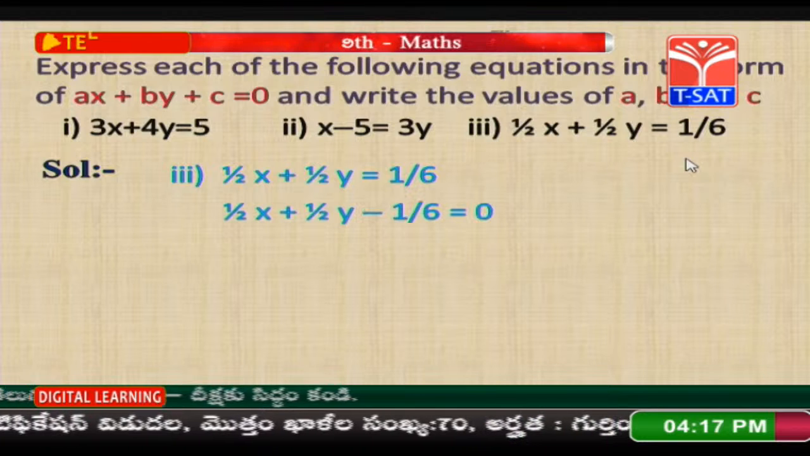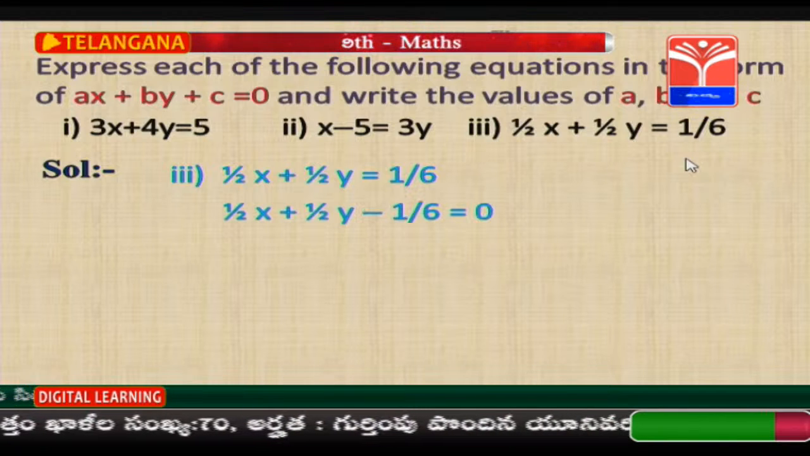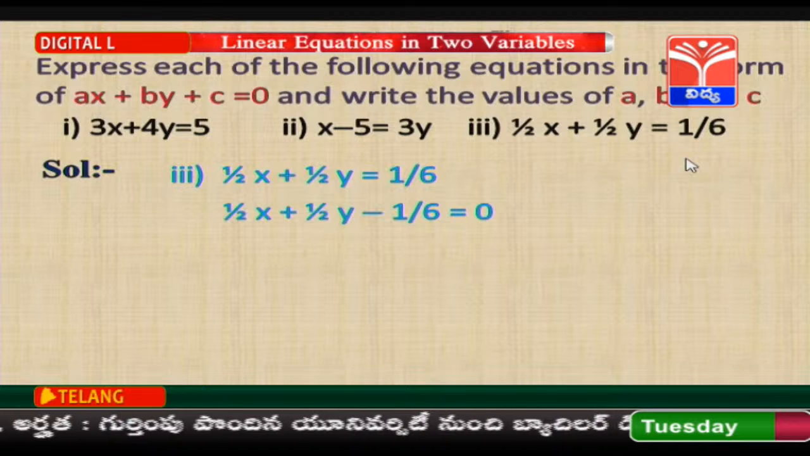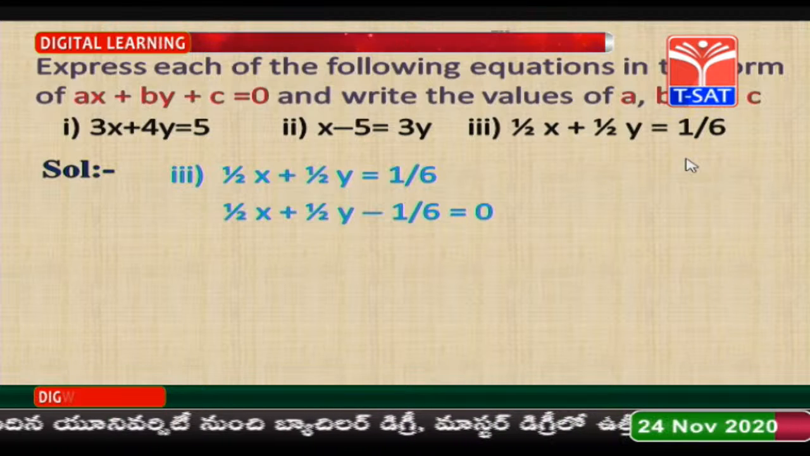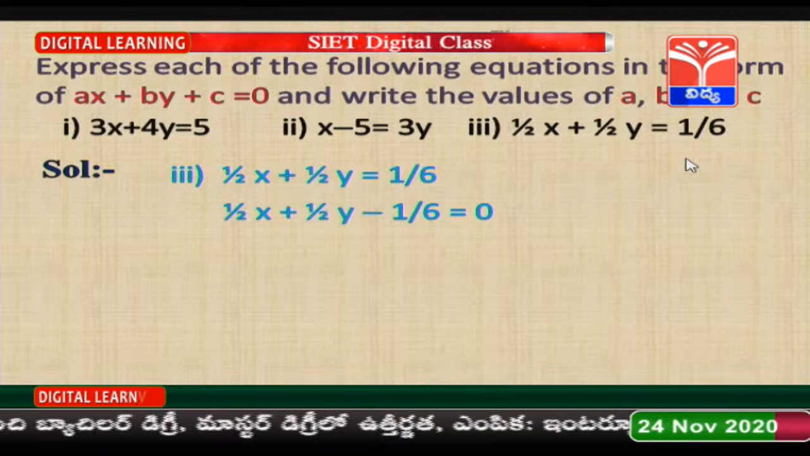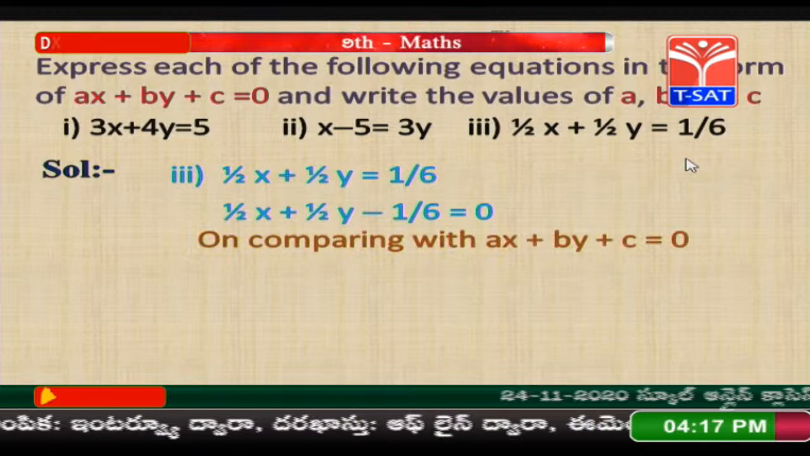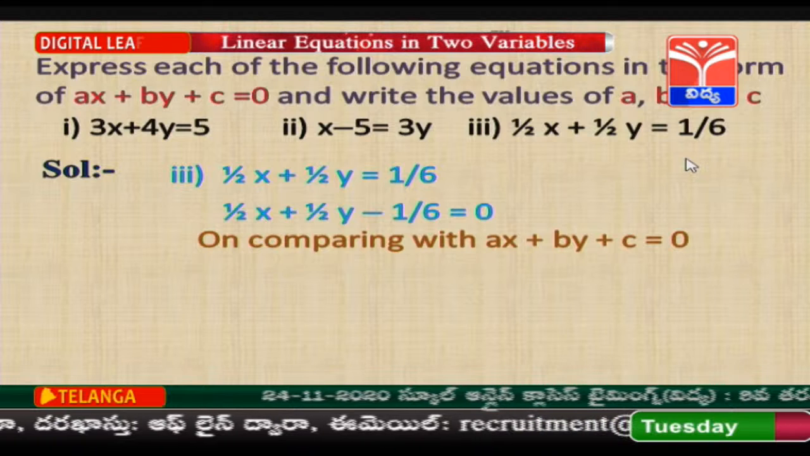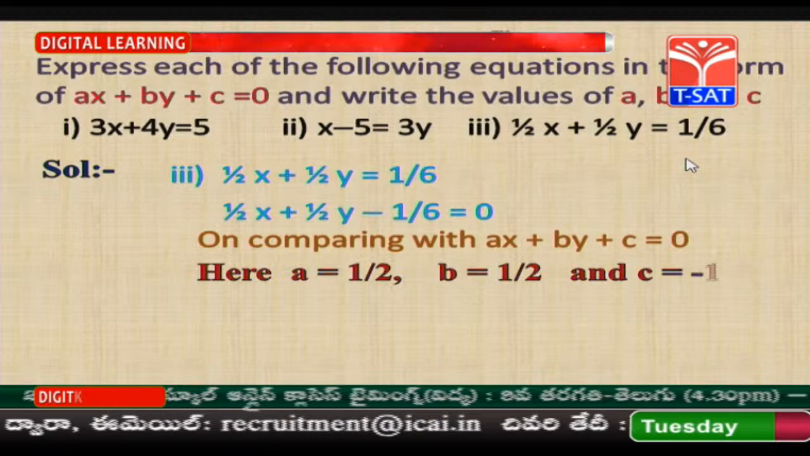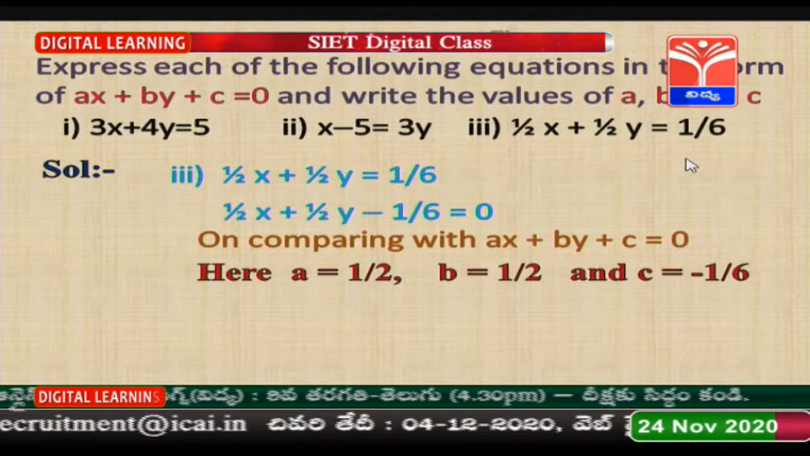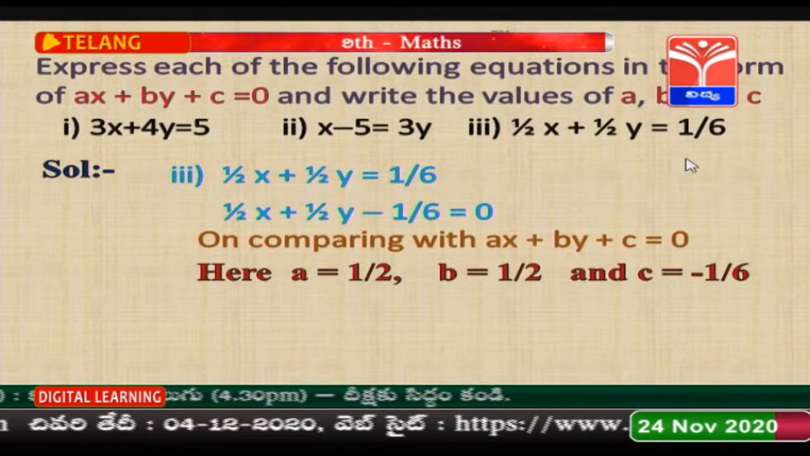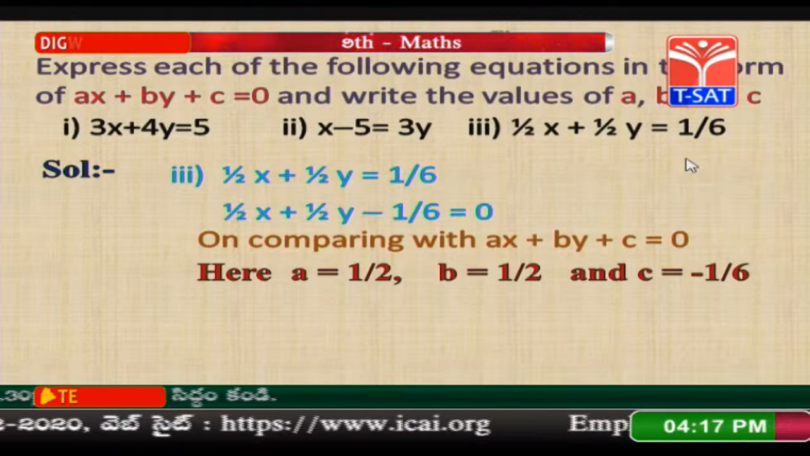I have brought the 1 by 6 from the right side to the left side, it became minus 1 by 6. Half x plus half y minus 1 by 6 is equal to 0. If I compare the same equation with the standard equation a x plus b y plus c is equal to 0, I will be getting the a value equal to half, b value is also half, and c value is equal to minus 1 by 6.